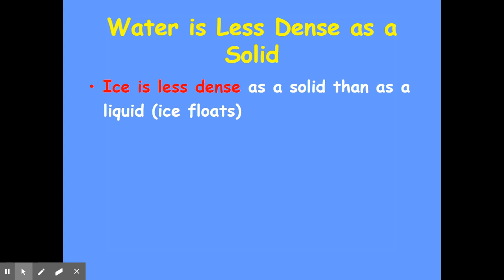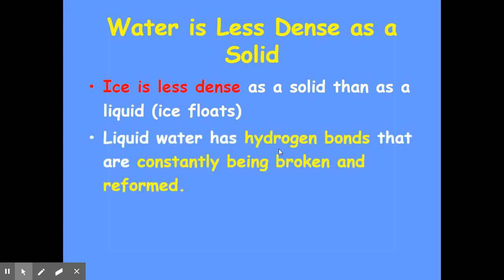So why do we care that ice is less dense? It makes a nice tinkling noise in our glass when we're drinking a glass of tea, but let's talk about it. Why is that a thing? Well, liquid water has the hydrogen bonds in between the molecules, and they're constantly being broken and formed and broken and formed. That's why when you spill a glass of water, it goes all over the place, because the bonds are breaking, it's loose, okay?